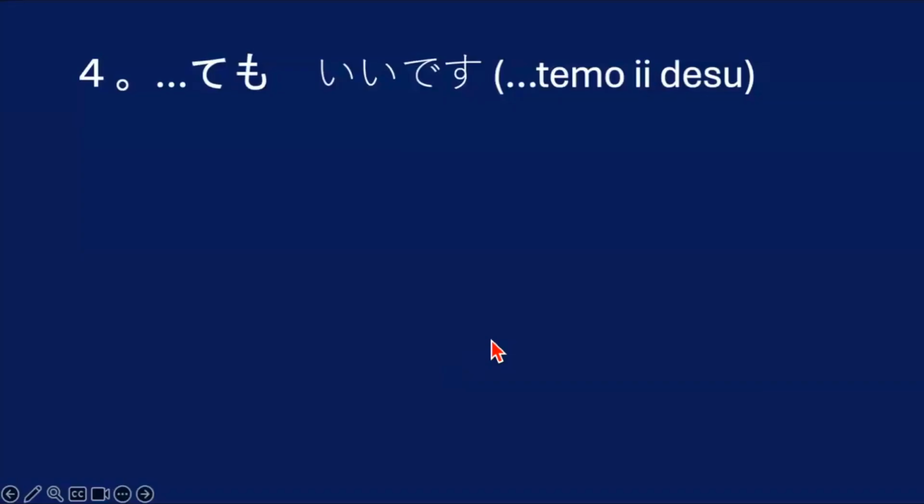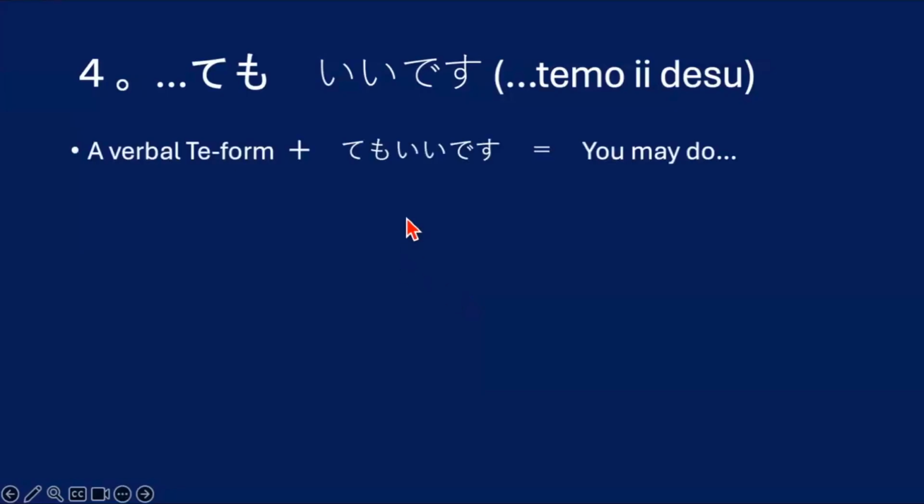The next expression you can use with te form is if you add te or de, mo here, and then ii desu. So as you remember, ii desu is it's good. So it's okay. It's good if you do this action. That means you're giving someone a permission, right? So that would be you may do something.